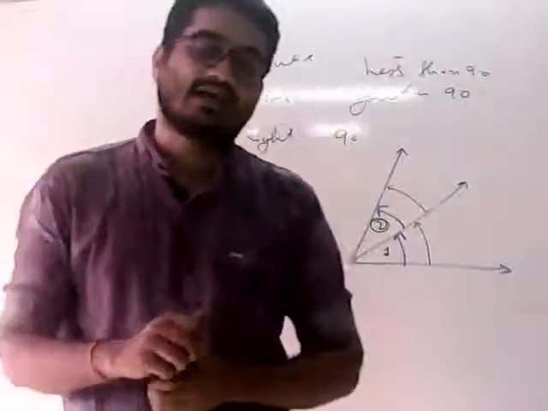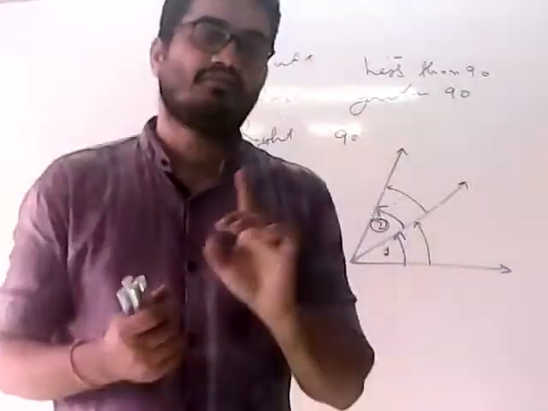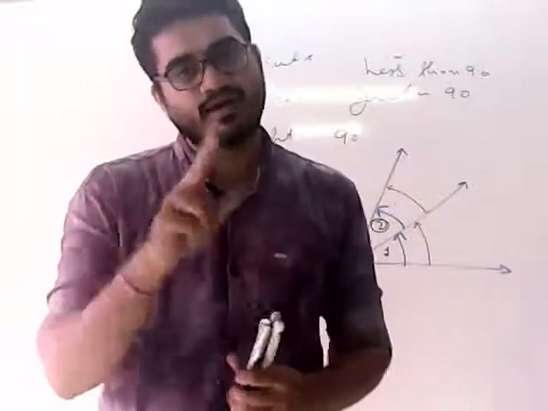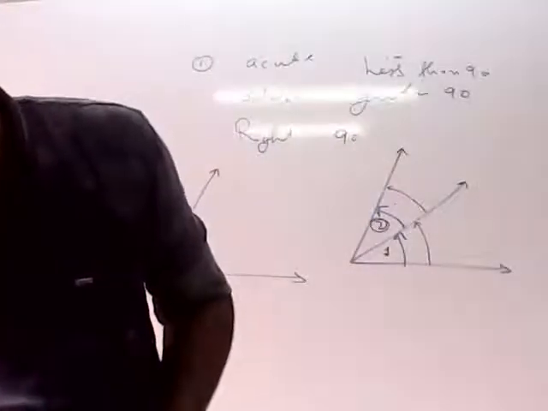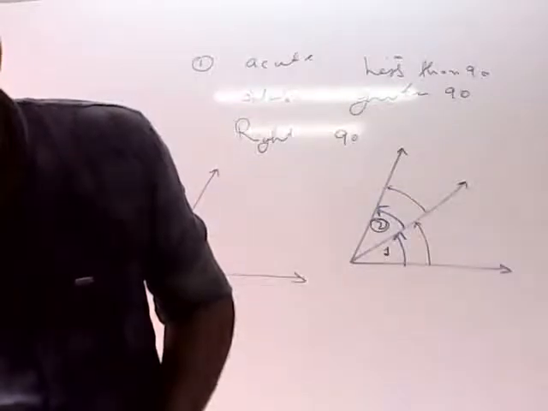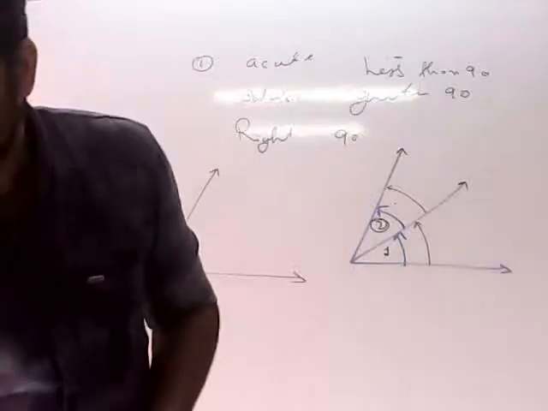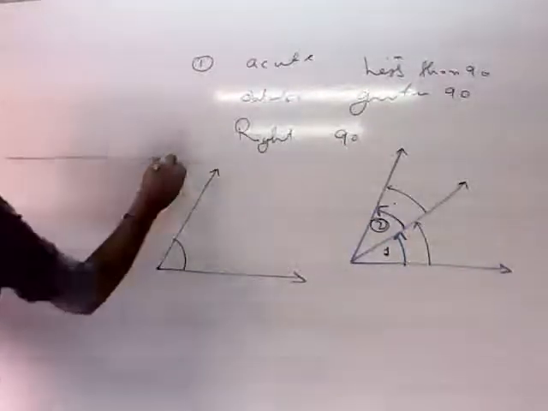ठीक है, adjacent angle का definition क्या बनेगा? That will be, the adjacent angle can be defined as when one arm is common between two angles. When one arm is common between two angles, that will be defined as an adjacent angle. Then acute angle, obtuse angle, right angle. Then we are having this.